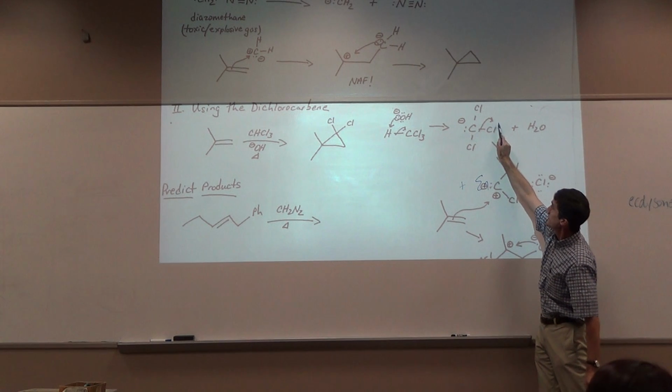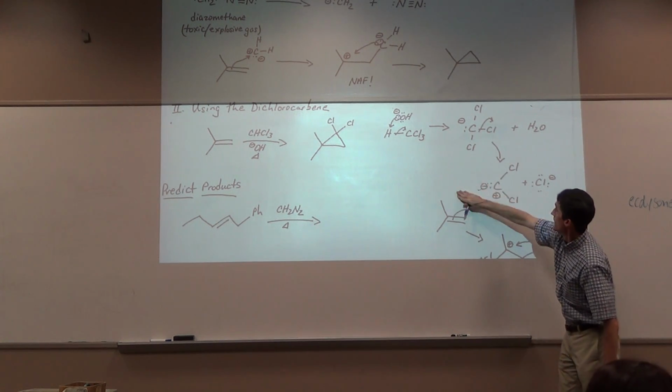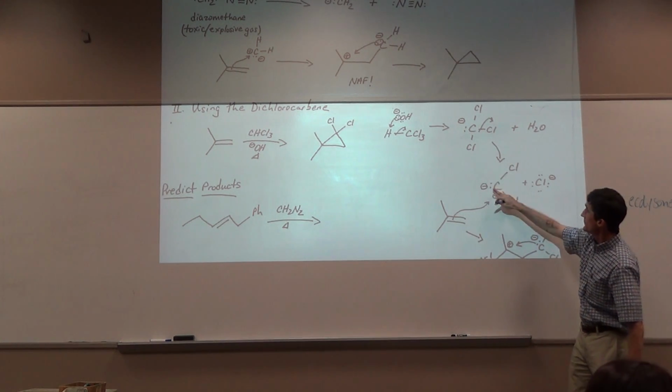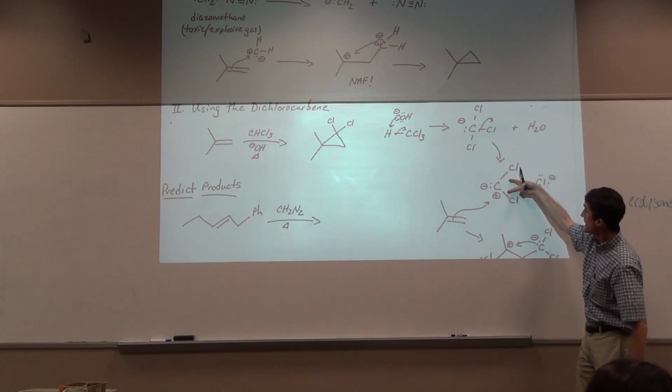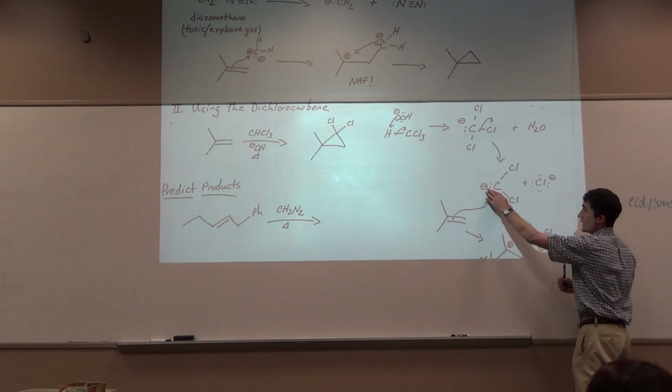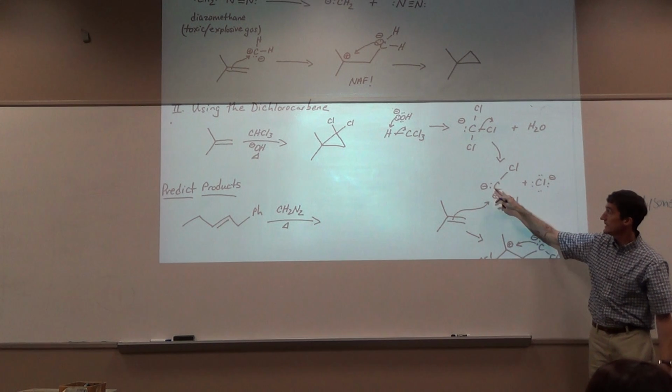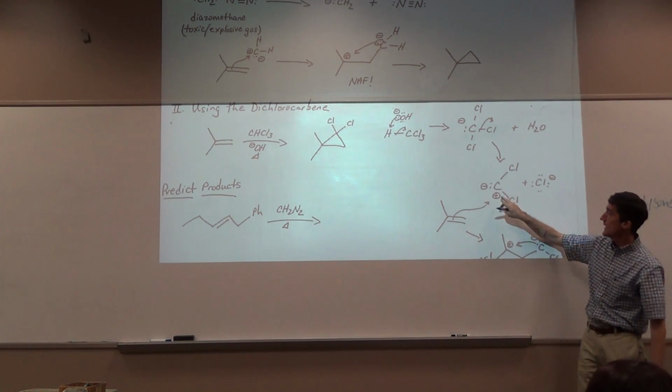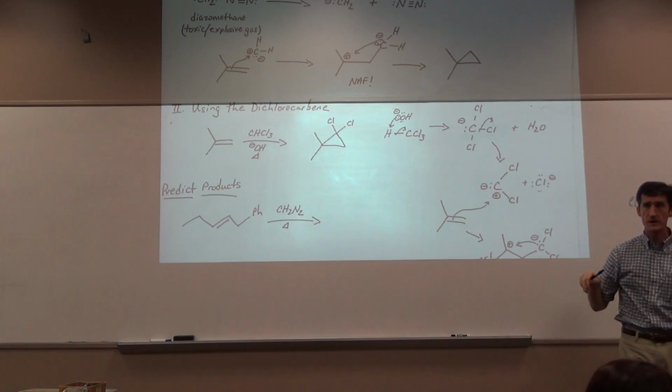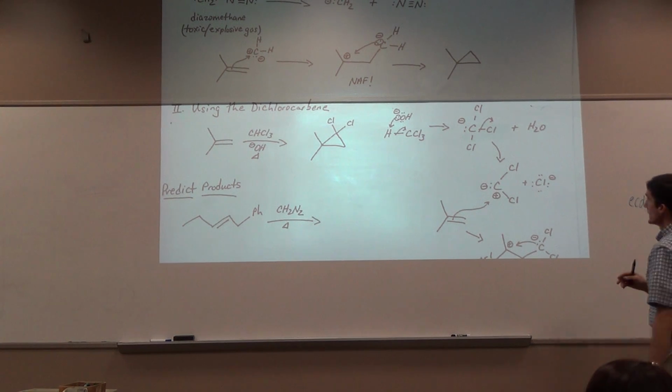Chlorine leaves, takes its 2 electrons with it. What do you get? We now have the carbon, the lone pair, and only 2 bonds. That's actually a neutral carbon now. Okay? That's a carbene, dichlorocarbene. A lot of people like to show plus and minus charge to illustrate the dual character.